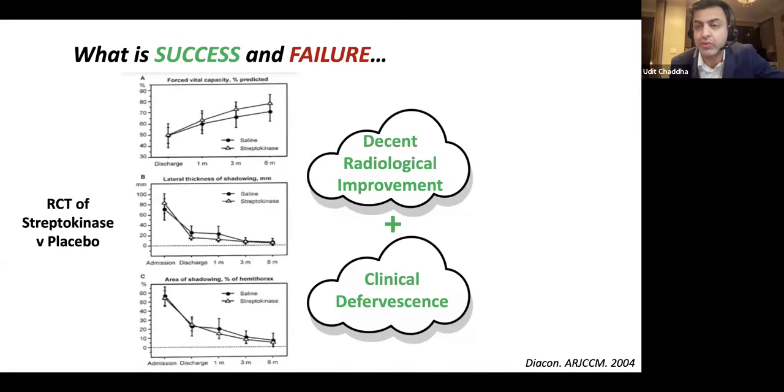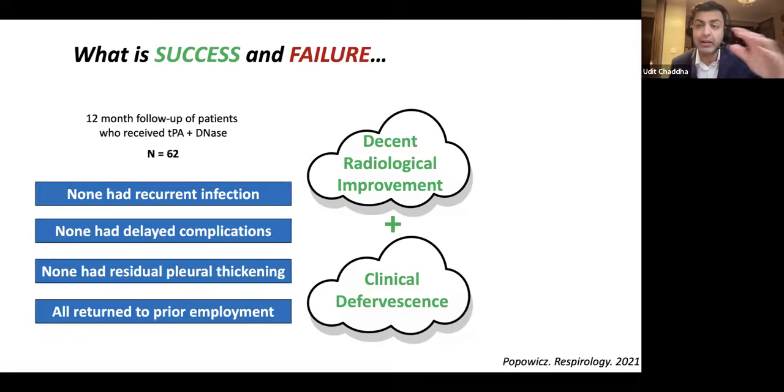This is an old study from 2004 in streptokinase alone, where you see the lateral shadowing or the area of shadowing of the hemithorax at the time of discharge is still about 20-30%. And it's only with time that that effusion or residual opacity actually goes away completely. And Gary, following this protocol, has actually shown that if you do this, nobody has recurrent infections, nobody has delayed complications or residual pleural thickening, and all patients of the 62 that he studied actually returned to their prior level of employment.